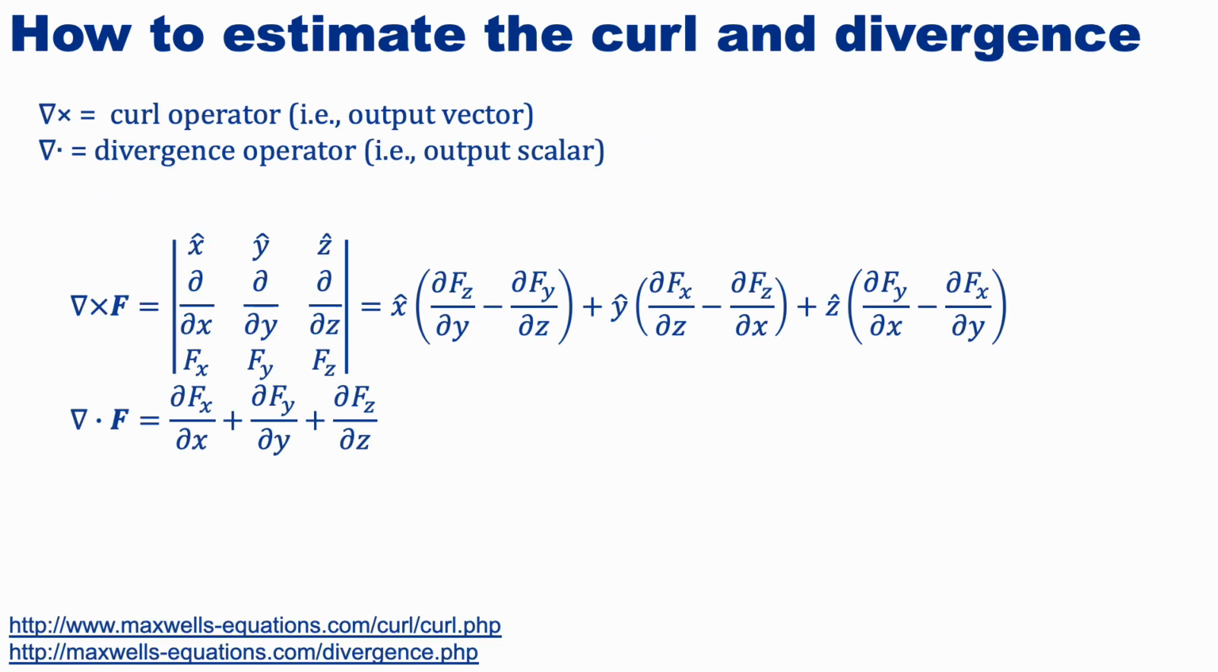I'm not sure how well you remember, but the curl operator is just like having the cross product. Remember that the cross product is going to give us a vector as an outcome. This is one example of how to do it for Cartesian coordinates. But then the divergence is going to be the dot product, so the result of the dot product is going to be a scalar value.